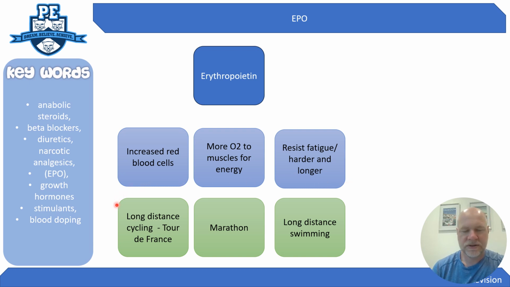The scenarios that the exam board tend to use are long distance events. Don't put running. You have to mention long distance running. I would suggest things like marathon is a better example than saying running. But long distance cycling, as you see, Tour de France, a marathon, which is naturally a long distance run, and a long distance swim. Those athletes need lots more oxygen in their red blood cells to get to their working muscles, and EPO increases the amount of red blood cells, meaning there'll be more oxygen available.